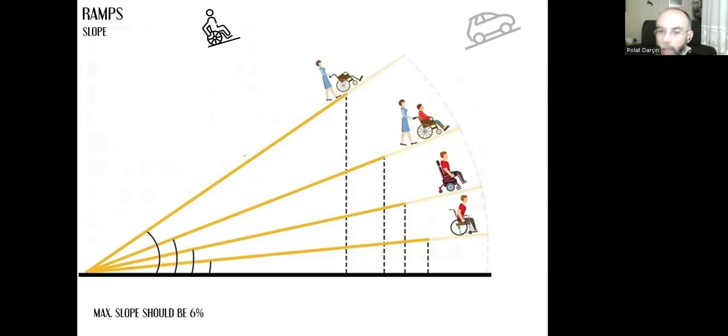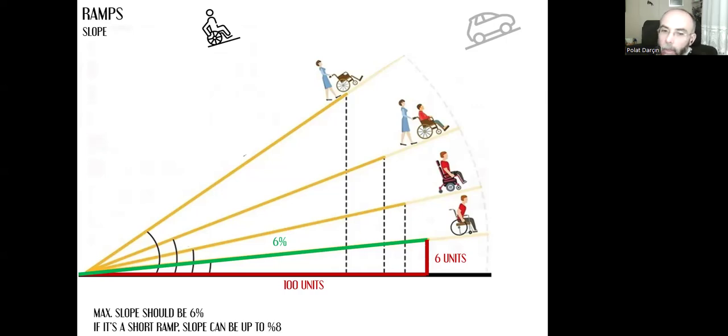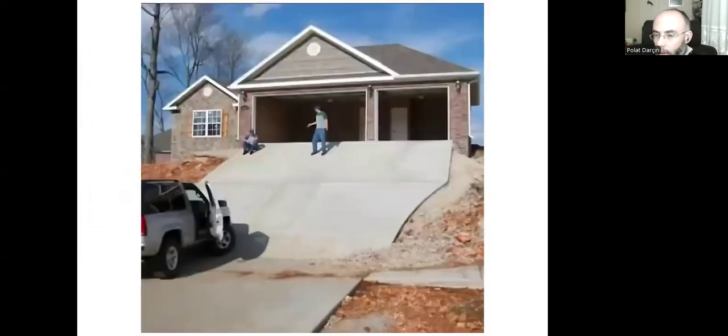So for the wheelchair, maximum slope should be 6%. We should not exceed 6%. Again, we need to go for a straight line for 100 units, and then we need to go upwards for 6 units. When we connect the first and the last points, we will have a slope that is 6%. But there is an exception here. If it's a short ramp, the slope can be up to 8%. The maximum can be 8% for a short ramp. Okay. We need to be careful about that.